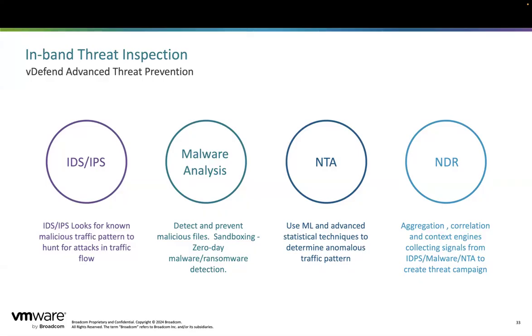And then we've got network detection and response for aggregation, correlation, and context engines, which are collecting signals from the other three to create a threat campaign, to consolidate all this information and provide you a rich set of data to tell you exactly what's happening in the event that there's an attack campaign.